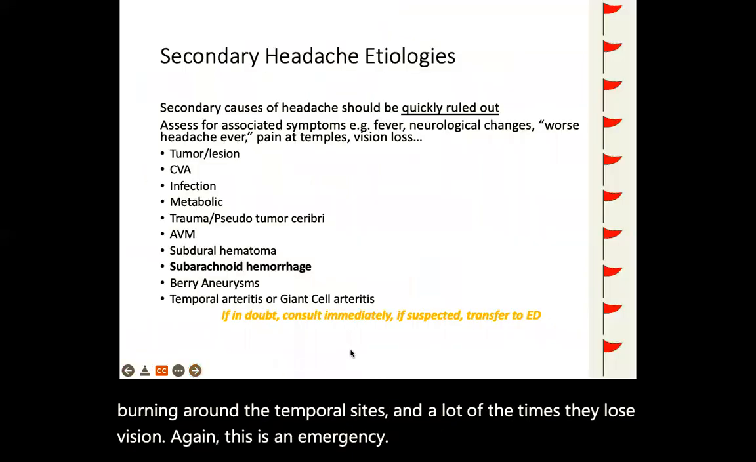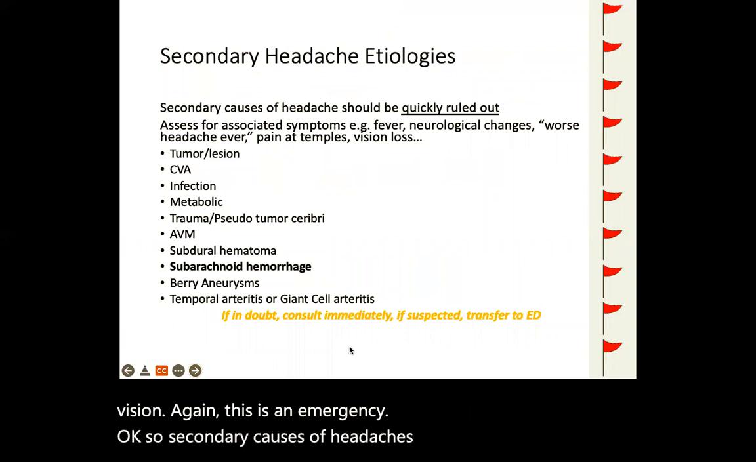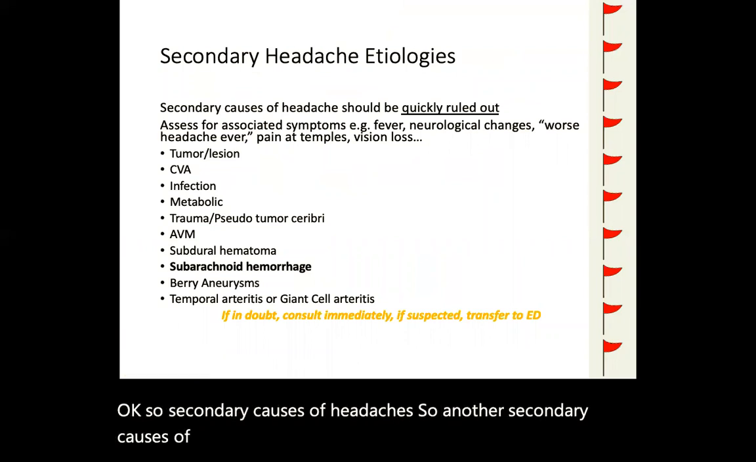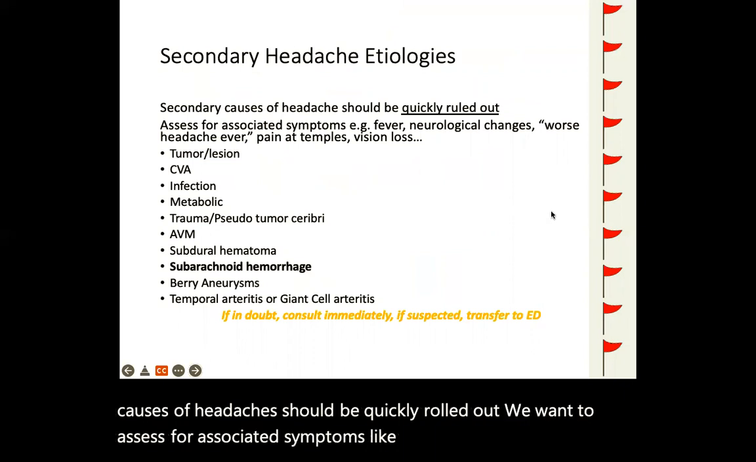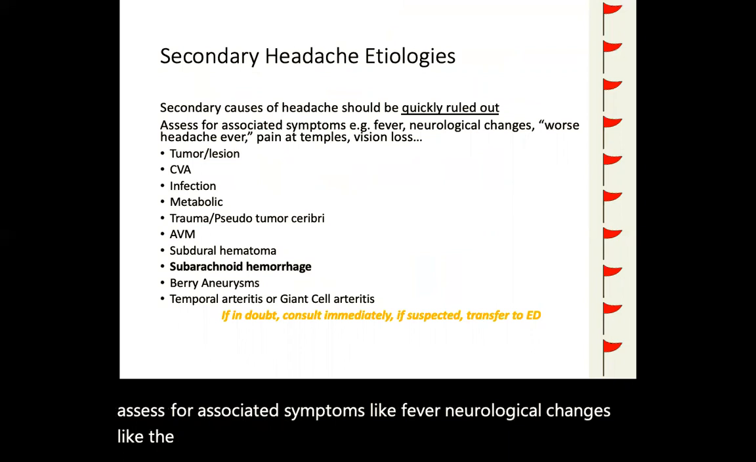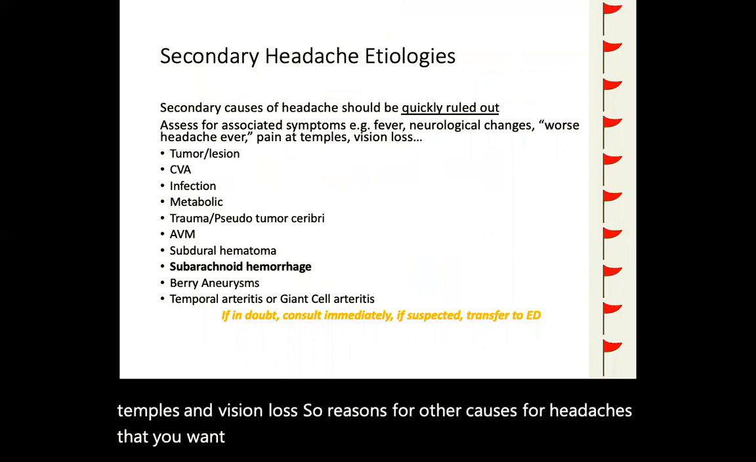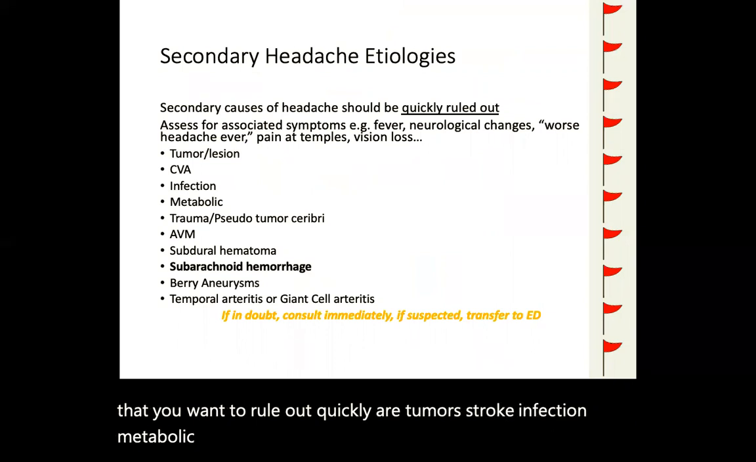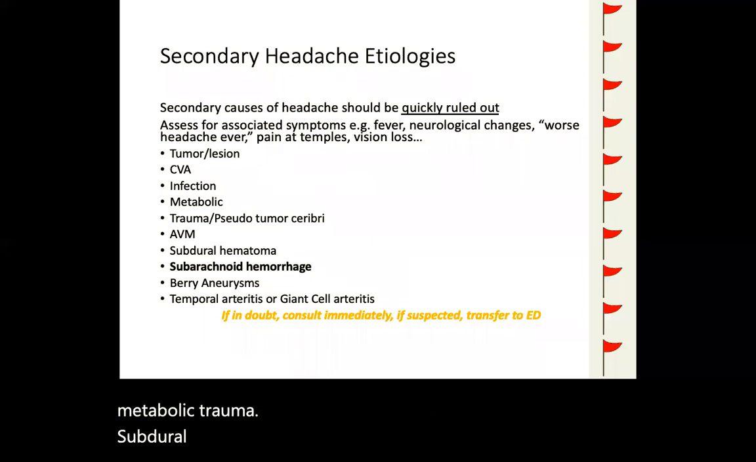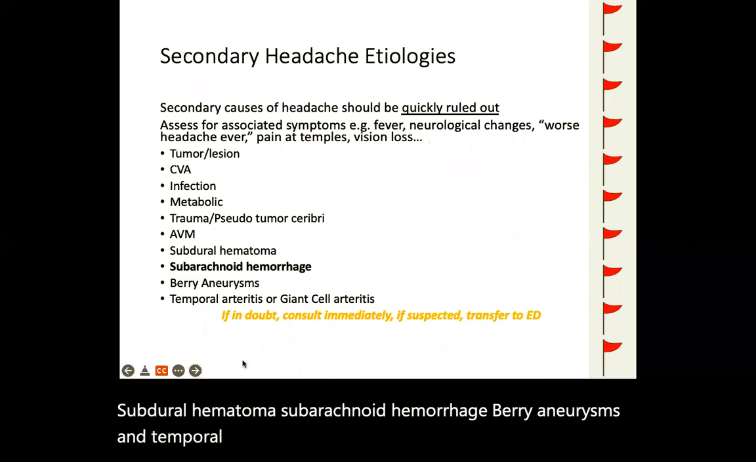Okay, so secondary causes of headaches. Secondary causes of headaches should be quickly ruled out. We want to assess for associated symptoms like fever, neurological changes, like the worst headache ever, like I mentioned before, pain at the temples, and vision loss. So other causes of headaches that you want to rule out quickly are tumors, stroke, infection, metabolic, trauma, subdural hematoma, subarachnoid hemorrhage, berry aneurysms, and temporal arteritis or giant cell arteritis.